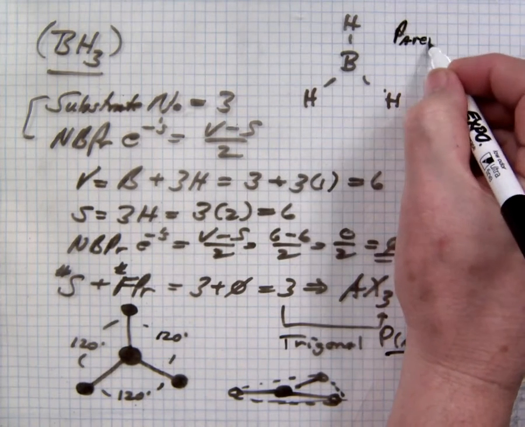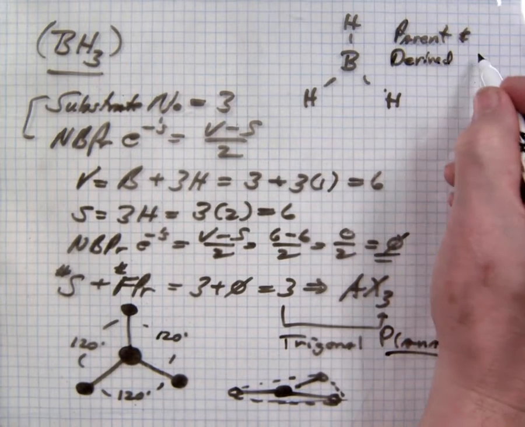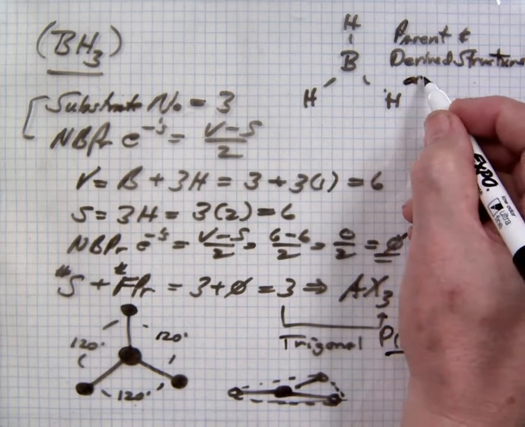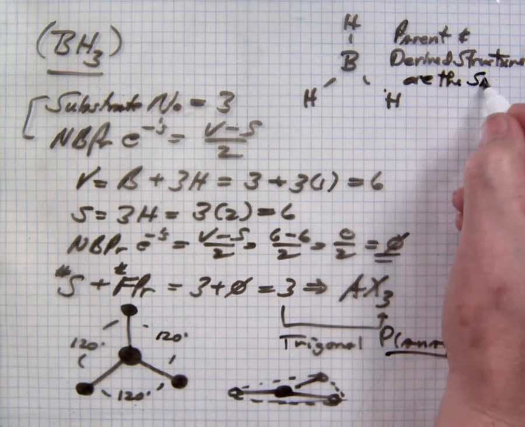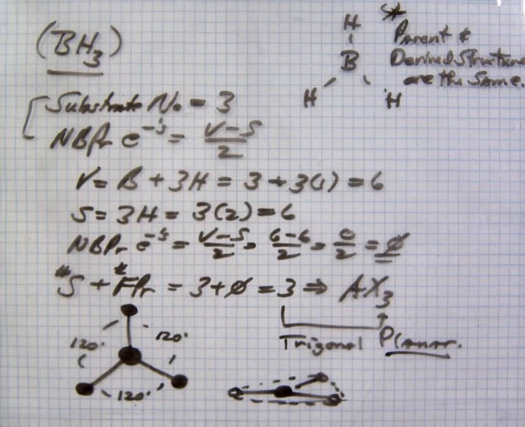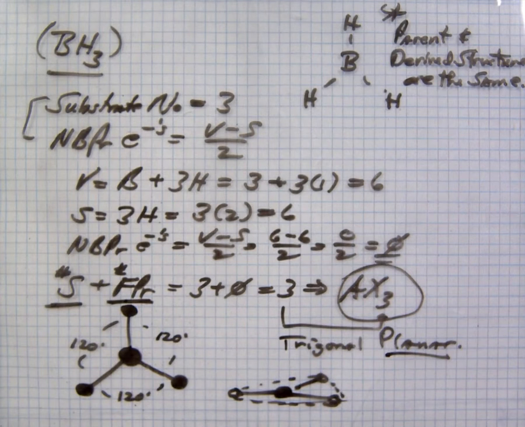Parent and derived structure are the same. Okay, now just go with me on that for a second and you'll see what I'm saying, because every problem we solve like this is going to be calculating what the parent structure is when we add the substrate number and the free pair. This always gives the parent structure out here, and only the parent, and you'll do that for every one.